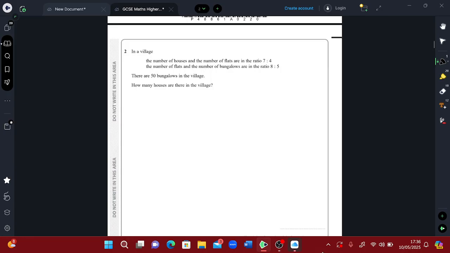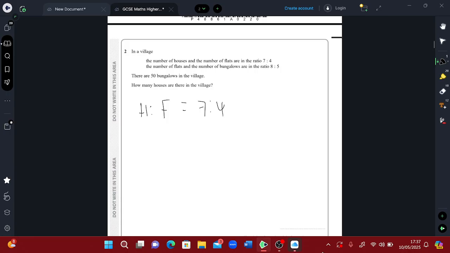Okay, in general, with these papers, you want to split it up and use the information bit by bit. Okay, so it says houses to flats. So I'm going to say H to F. It's saying that's 7 to 4. And then likewise, well, let's work with this one. So it says there are 50 bungalows in the village. How many houses? So you want to get from bungalows to houses, right? Let's work with this first bit then. 7 to 4.